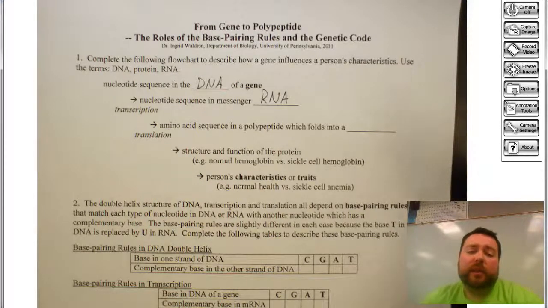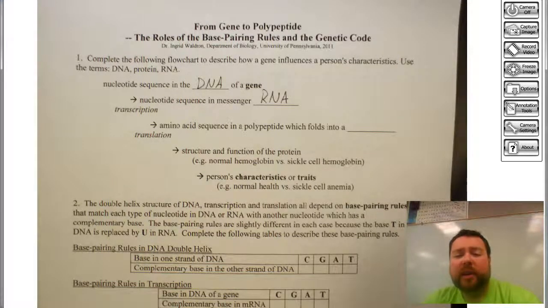So now we have amino acid sequence and a polypeptide, which folds into a blank. So we have the DNA in the nucleus. The DNA is being copied and transcribed into messenger RNA. That messenger RNA leaves the nucleus, where it ends up getting pinched between two pieces of ribosomal RNA. So it's going into the ribosome. And it is going to take those amino acids. Again, we saw that video last week, and we did an activity where we were actually building those amino acids.